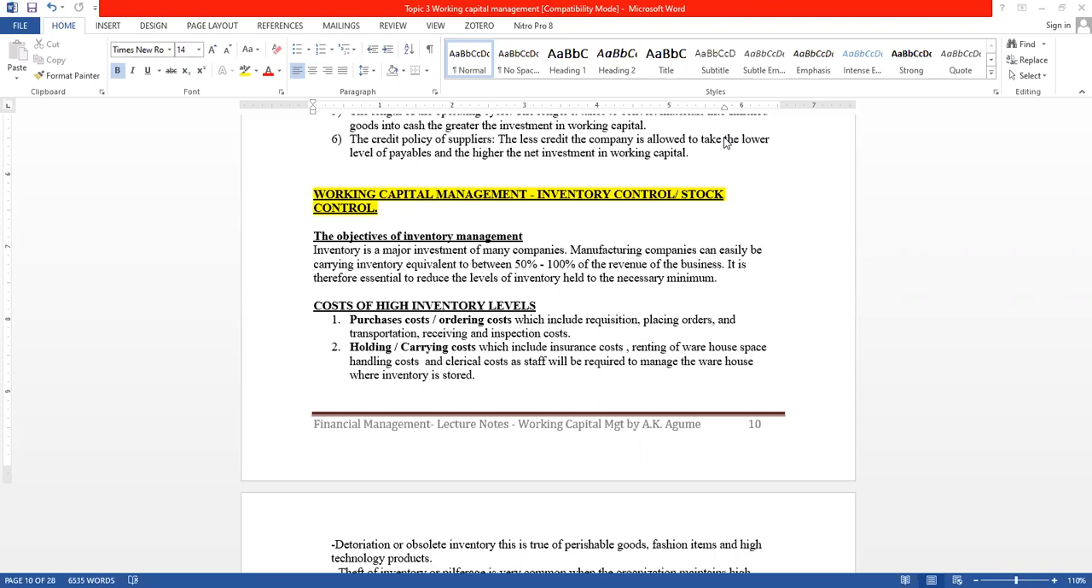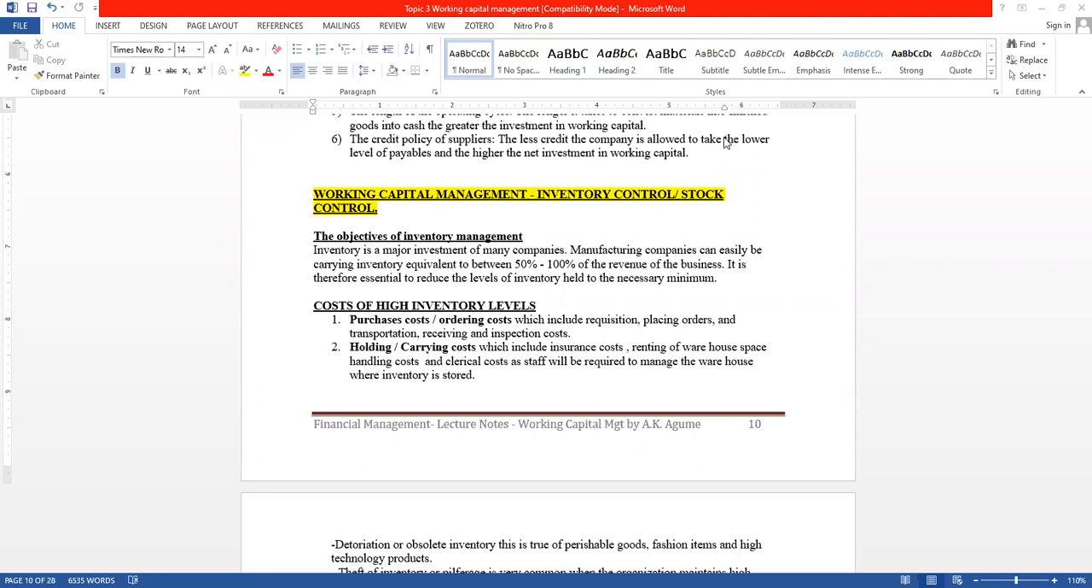most companies and organizations invest heavily, especially manufacturing companies, because those carry much more of the inventory. You find that almost 50 to 100% of the revenue of the business is carried in inventory. So if it is not properly managed, then the business will lose, okay? And this inventory must be managed because of the associated costs.